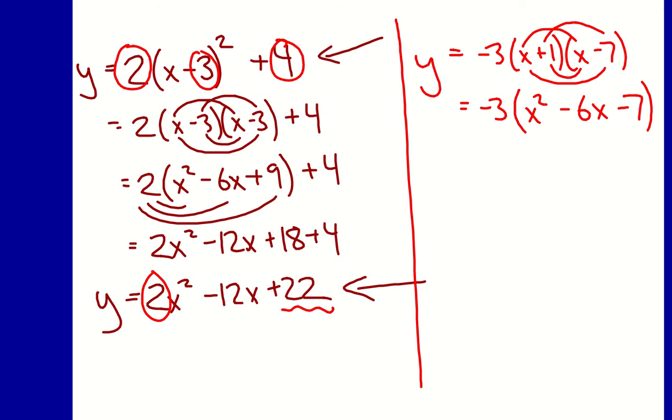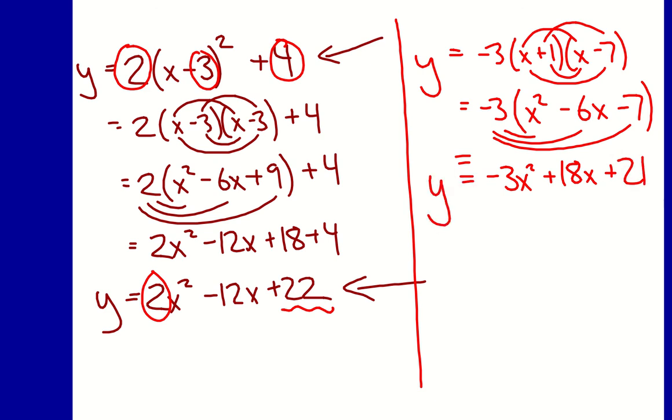Then I can distribute the negative 3. So each term gets multiplied by negative 3, producing negative 3x squared plus 18x plus 21. I'll shift down my equal sign there. So I end up with standard form of y equals negative 3x squared plus 18x plus 21, which means that the y-intercept would be at (0, 21). I can read from here. The roots would be (negative 1, 0) and (7, 0). The steepness is negative 3. I can read that from either form. But these produce the same graph. It's just looking at them in different forms.